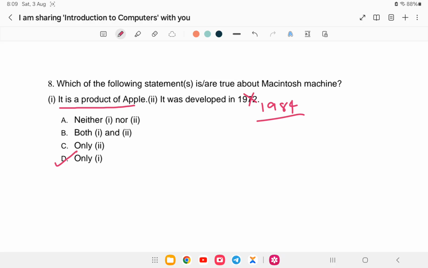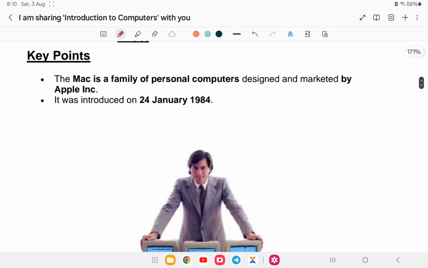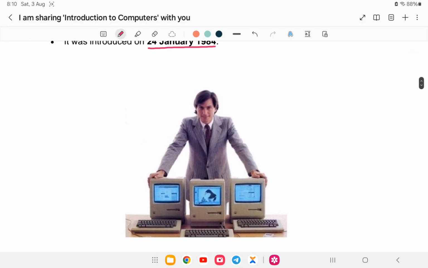Let us study about the Mac, that is Macintosh. The Macintosh was a family of personal computers marketed by Apple Inc., and it was introduced on 24th of January 1984. And as you can see, this is the famous CEO of Apple, Steve Jobs.